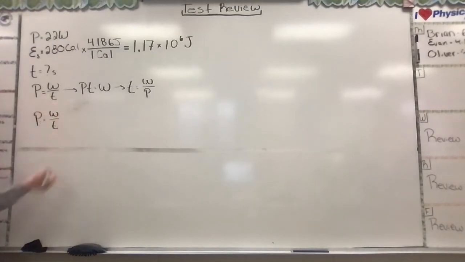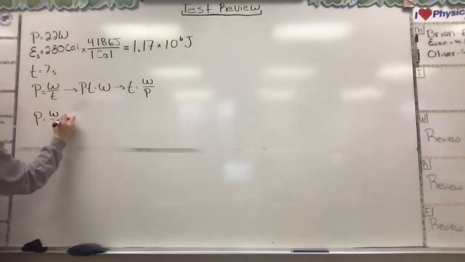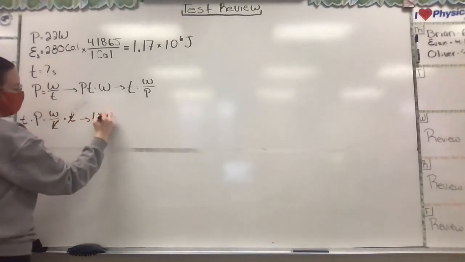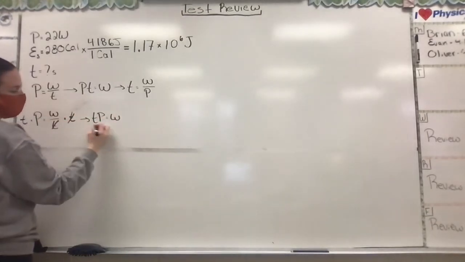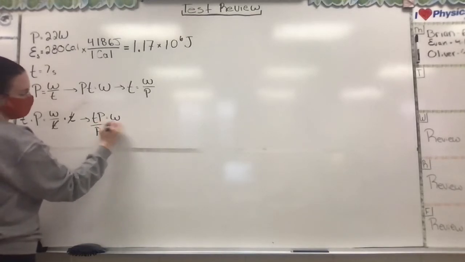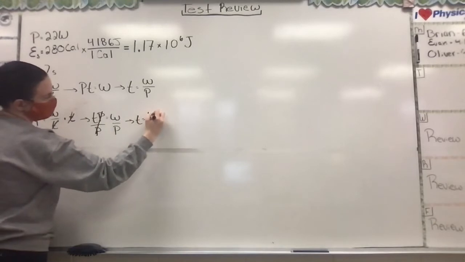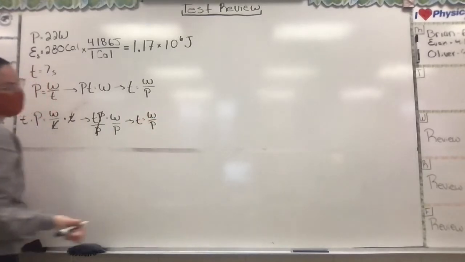okay, this is what we started with, right? And we want T by itself. So what they told me to do was multiply both sides times T, which moves that T over there. And then you want to get the T by itself. So if you divide both sides by P, you get that T is equal to work over power.